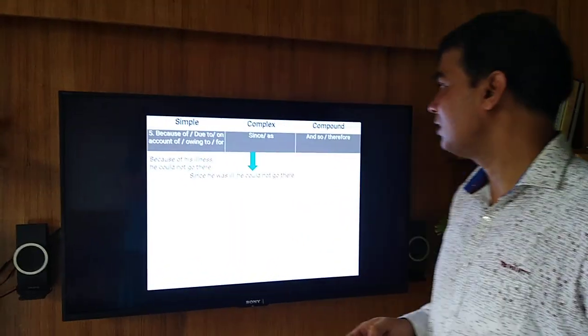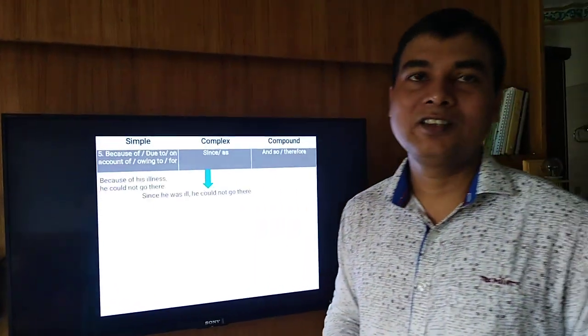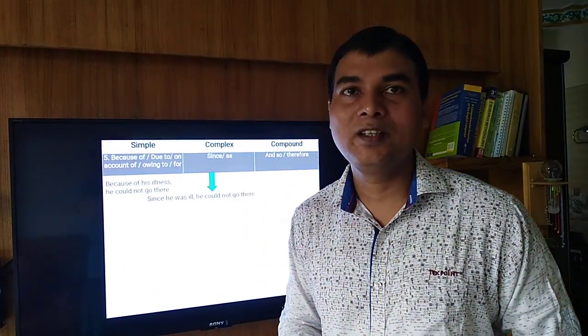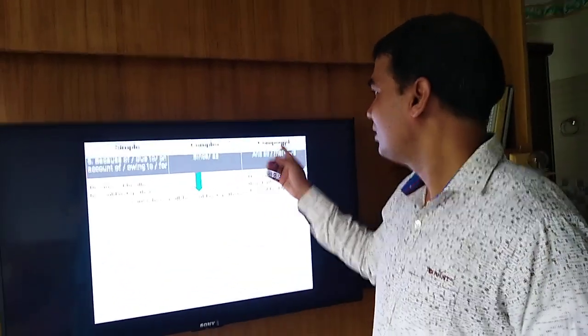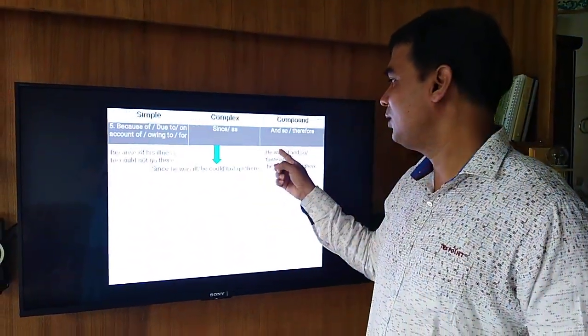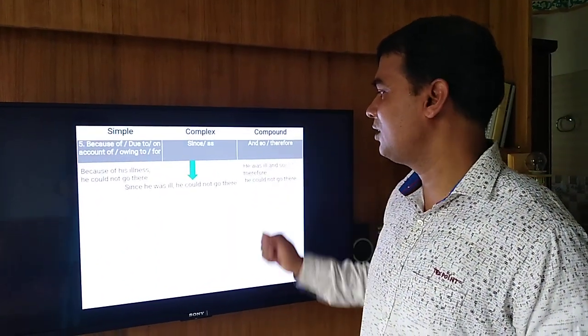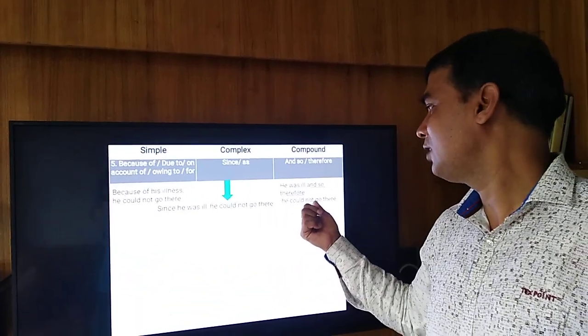Now in a compound sentence, you will use "and so" or "therefore" as the coordinating conjunction. So a compound sentence means a principal clause, he was ill, and then the coordinating conjunction "and so" or "therefore", then again the principal clause, he couldn't go there.